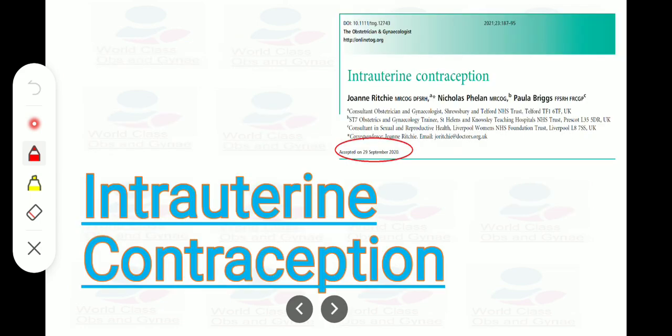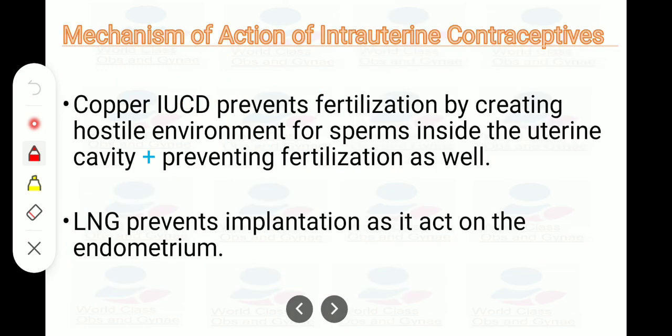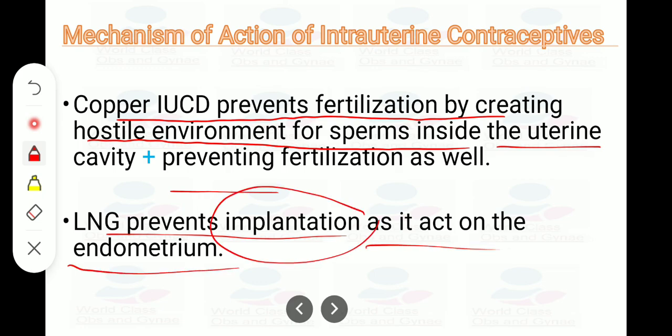Now let us have a little bit of discussion about intrauterine contraceptive devices. I have taken the references from the TOG article, September 2020. Copper IUCD prevents fertilization by creating a hostile environment for sperm inside the uterine cavity. Levonorgestrel prevents fertilization as it acts on the endometrium. Levonorgestrel prevents implantation. That is the main difference from copper IUCD. Copper IUCD prevents fertilization as well as implantation, and levonorgestrel basically prevents implantation.